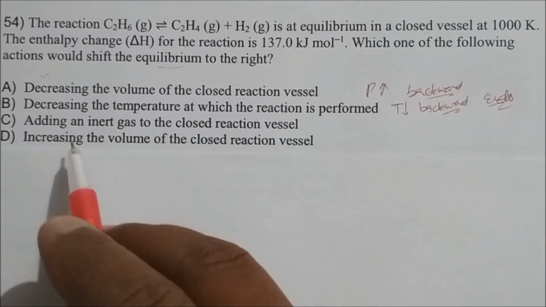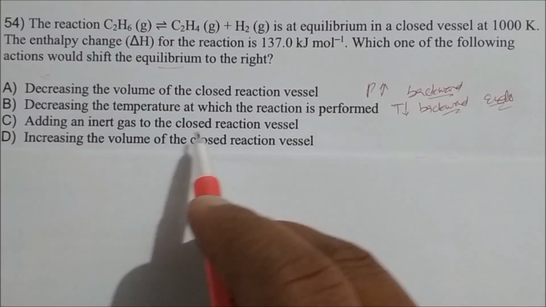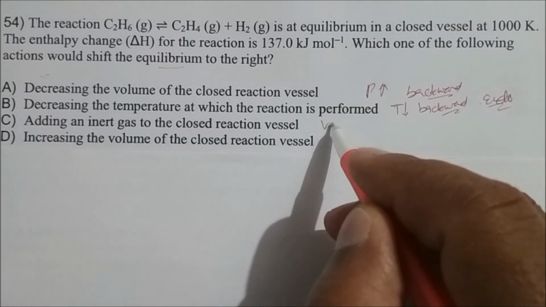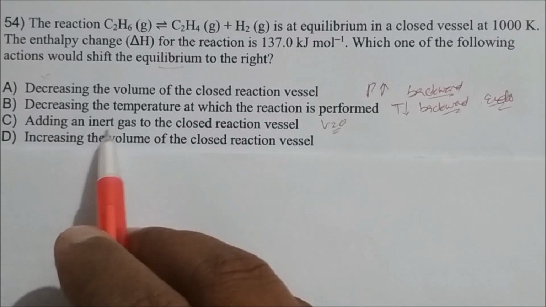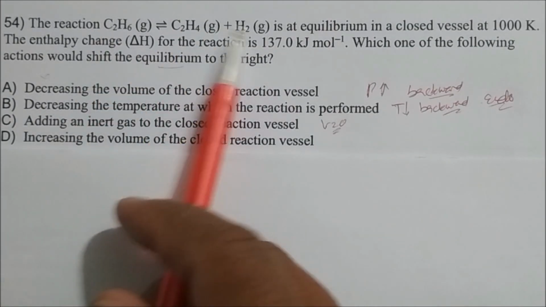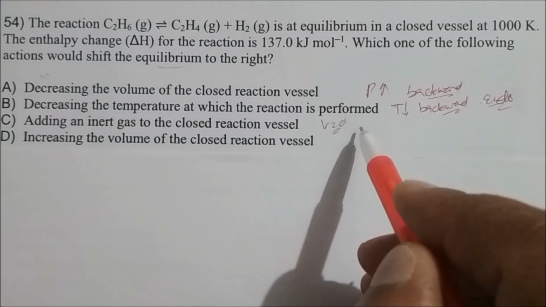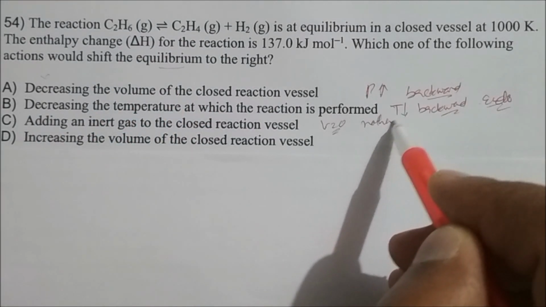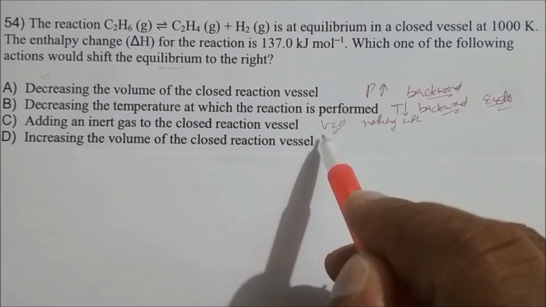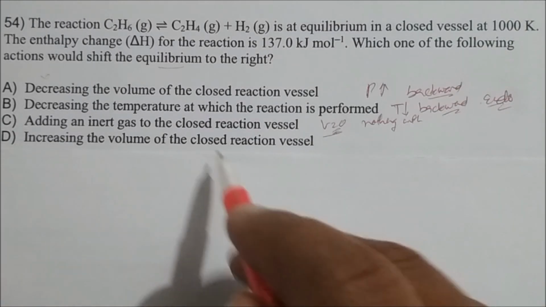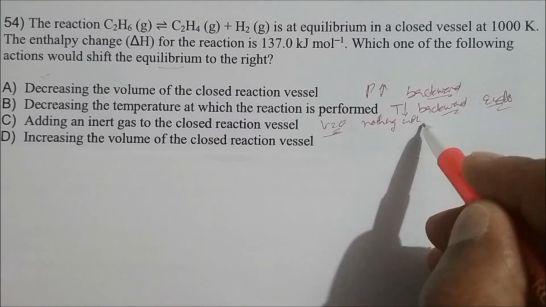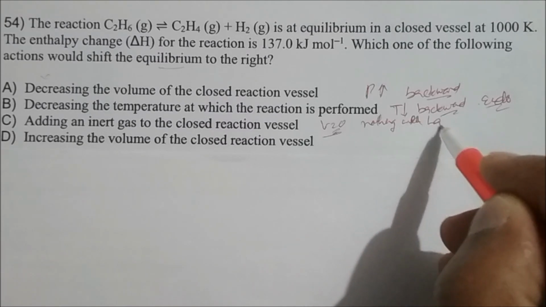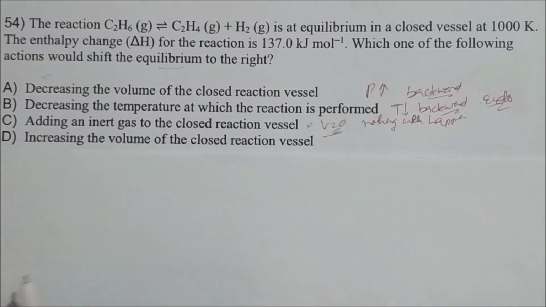Now again, if you add an inert gas, but the vessel is closed, meaning volume is constant. So if you add the gas, there is an equal effect on both sides. So nothing will happen. If the volume is constant, meaning it is sealed, nothing will happen. So this is again a wrong option.